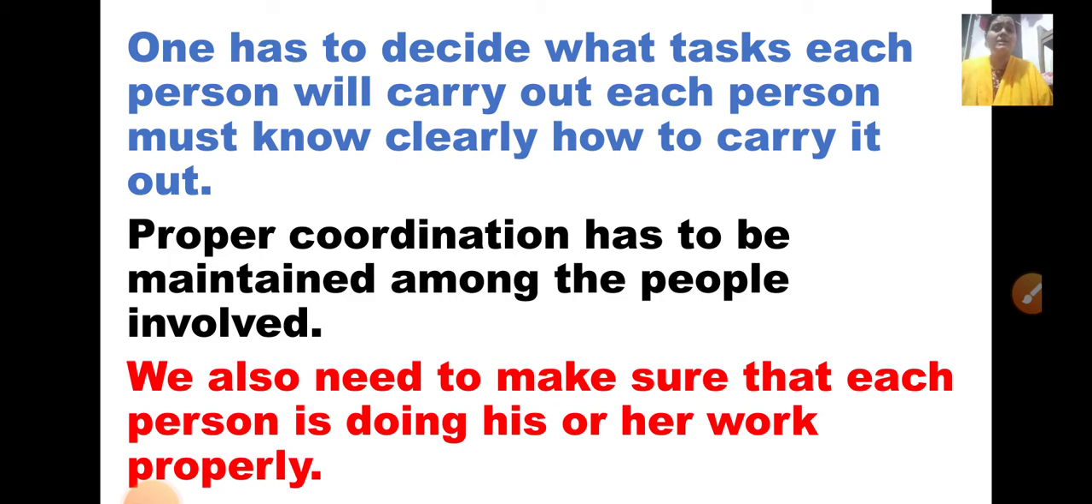Proper coordination has to be maintained among the people involved. Without coordination, you will not have a track on what is completed and what is not completed. So you need to have proper coordination when you are working in groups with one another. We also need to make sure that each person is doing his or her work properly. Yes, there should be one person who takes the initiative of checking the work which is going on, checking whether that work is done properly or some mistakes are there.